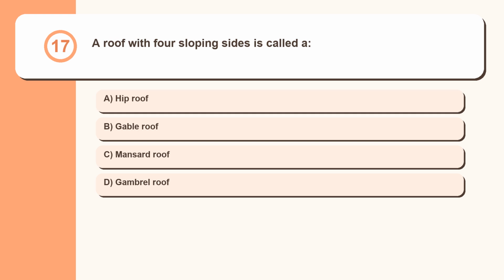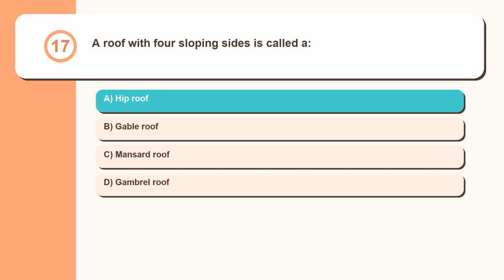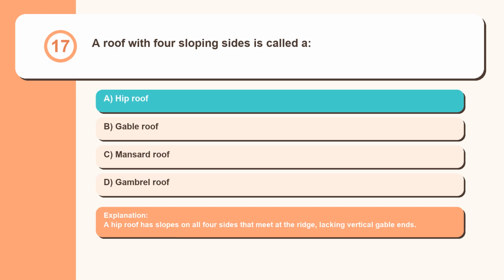Question 17. A roof with 4 sloping sides is called a hip roof, gable roof, mansard roof, gambrel roof. A hip roof has slopes on all 4 sides that meet at the ridge, lacking vertical gable ends.